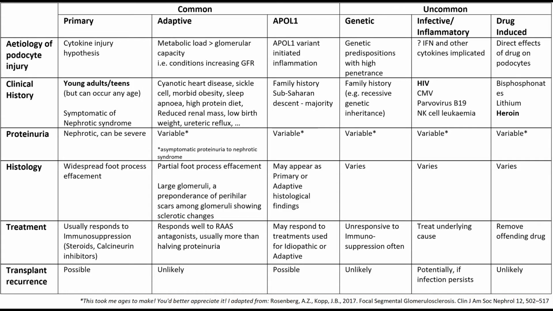I won't talk about them much because it's beyond the scope of this video, but I'll put up a table now just to show you an outline of what they look like and how they present. You can see I've listed the 3 common types on the left: primary, adaptive, and APOL1. On the right side, I've listed the less common, which are genetic, infective inflammatory, and drug-induced.